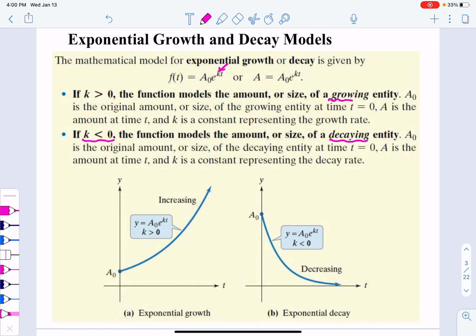In terms of the two graphed functions, with exponential growth, a sub 0 is starting at some value, and then it's going to increase as time goes by. With exponential decay, we start somewhere higher up in terms of what we're starting with, and it's going to decrease as time goes by. Kind of makes sense. You grow or you decay. You get bigger or you get smaller.